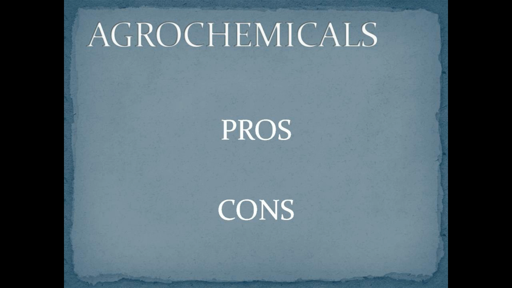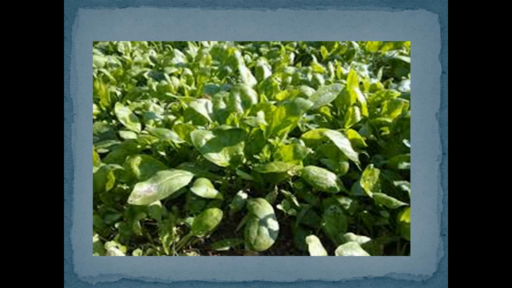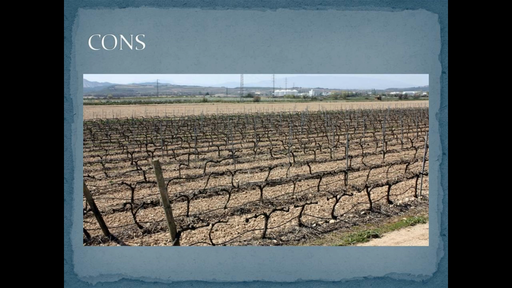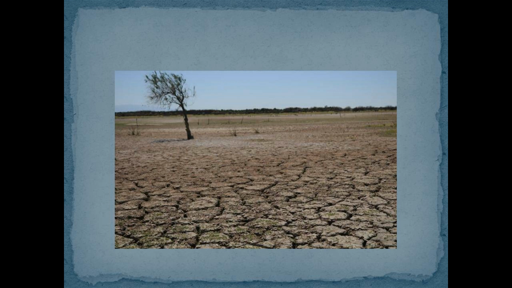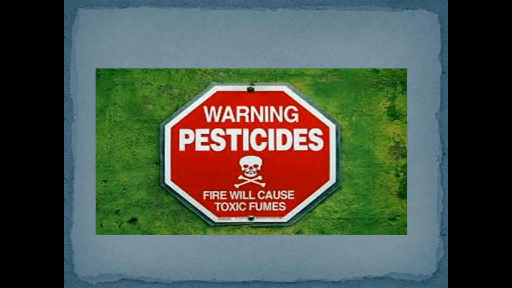In this last part, I will mention the pros and cons of using agrochemicals. The pros are: accelerates plant growth, prevents plant diseases, increases the color of the plant. The cons are: makes the soil infertile, generates pollution, the organism may develop diseases such as anemia, may be fatal if ingested.